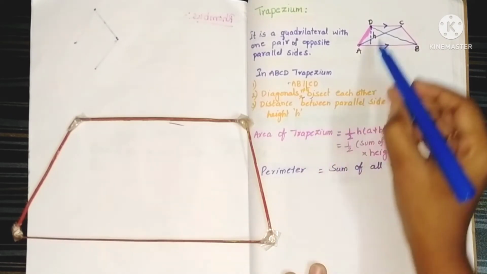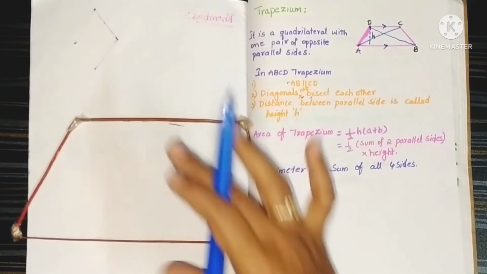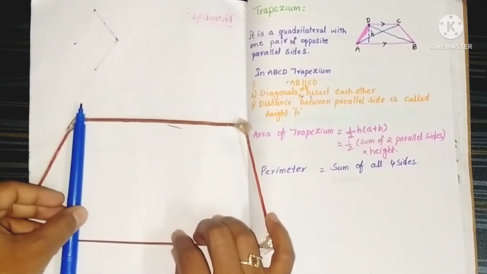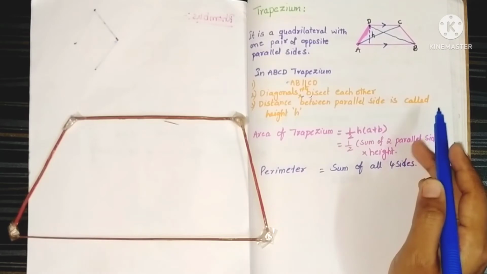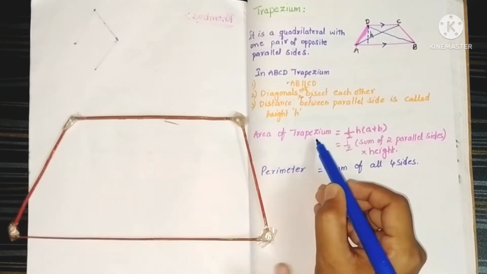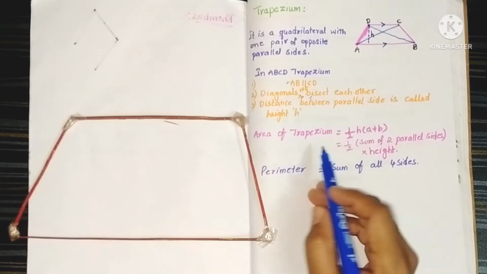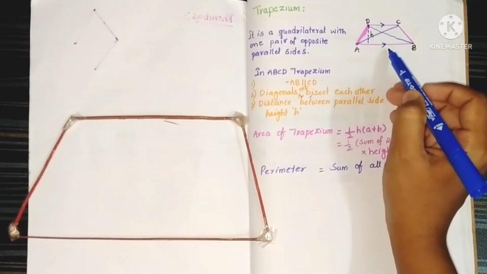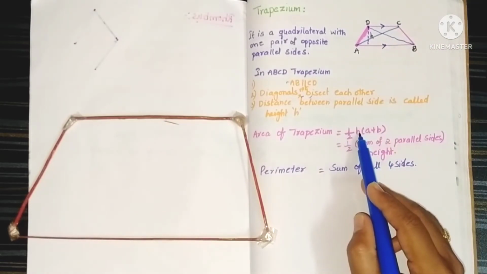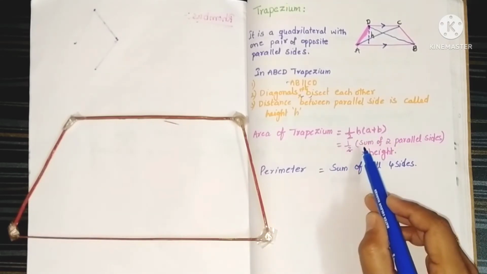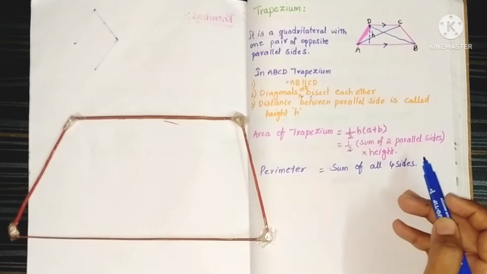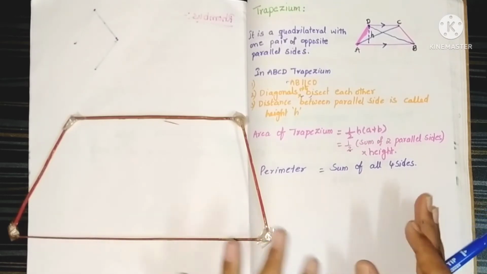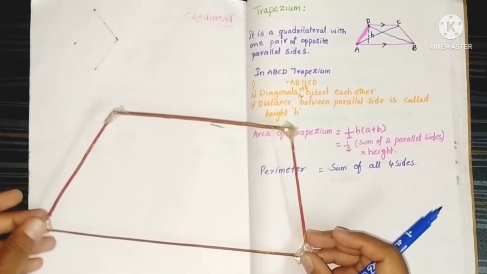Okay, and here the distance between these two parallel sides like this is called the height of the trapezium. So the distance between the parallel sides is called the height. The area of the trapezium formula, actually no need, but I am telling here: area of the trapezium is half into height into the sum of parallel sides a, b. So half h into (a plus b). That is half into the sum of two parallel sides into height. Perimeter means the sum of all the sides, no? So the sum of all 4 sides. So this is simply about the trapezium.